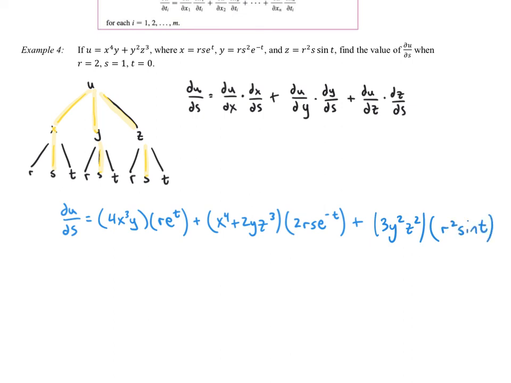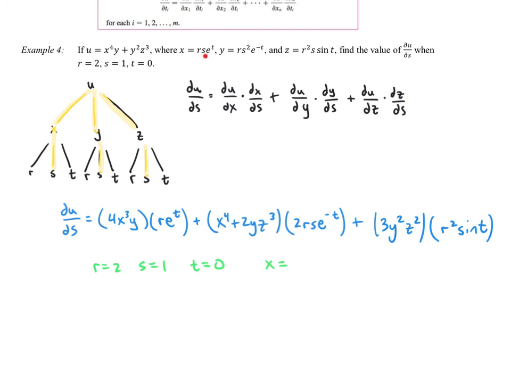All right, so it's really ugly. The key here is to keep organized. Now we're being told that we're evaluating this when r is equal to 2, s is equal to 1, and t is equal to 0. And so what we need to figure out is what is x, what is y, and what is z from that information. So we're going to go back up to the directions.